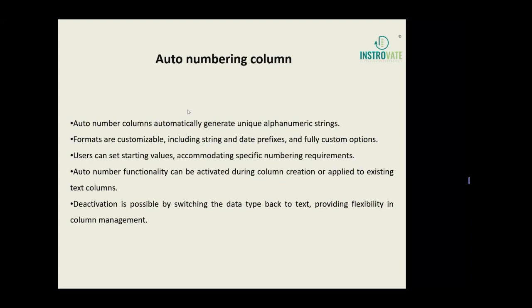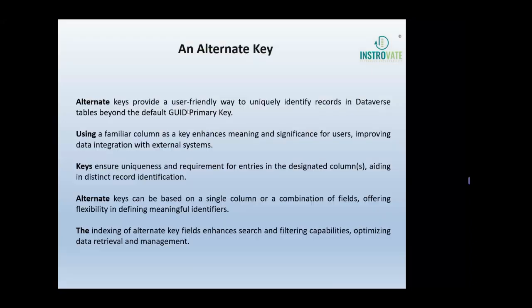Auto number functionality can be activated during column creation or applied to an existing column. We can either create a new one or apply it on an existing column, and activate this according to the requirements you have. Now, deactivation is possible by switching the data type back to text, providing flexibility in column management. So this was the auto numbering column.